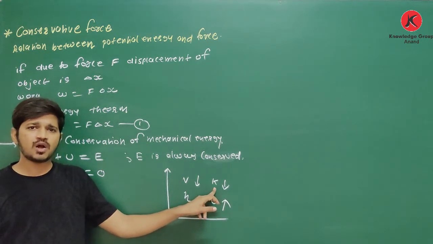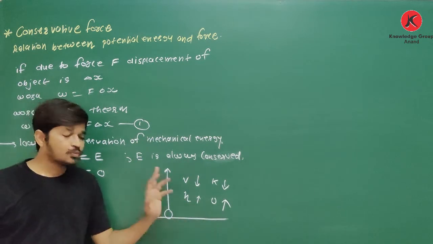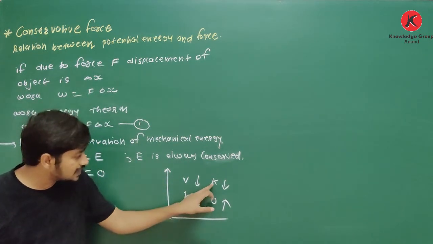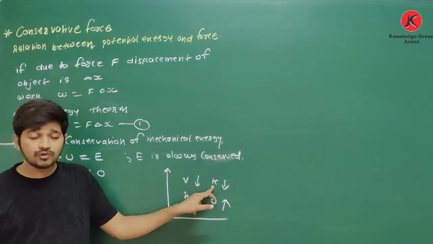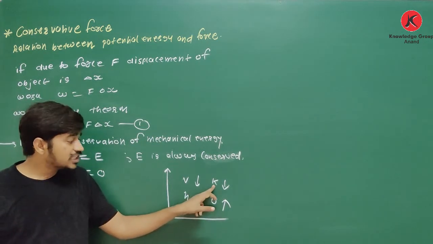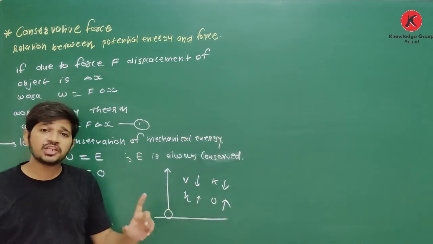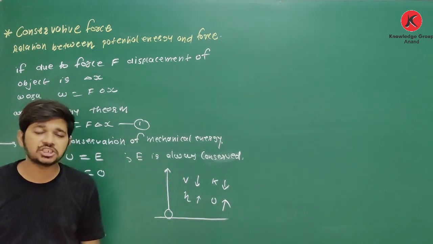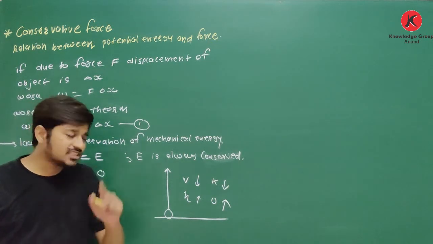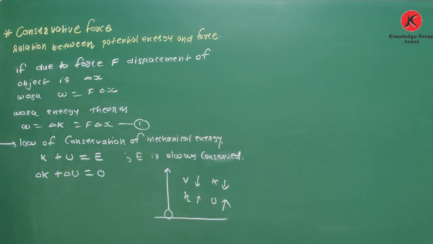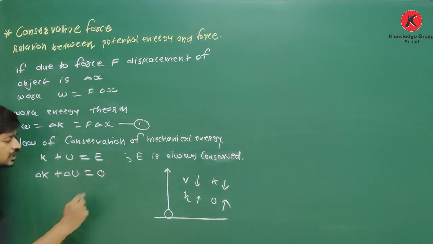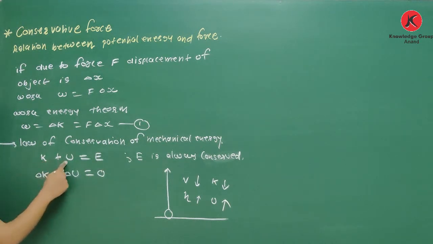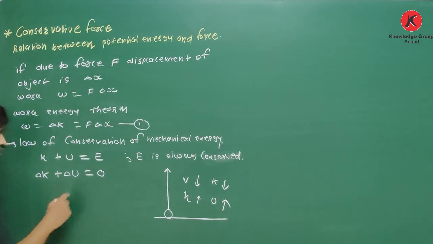K is equal to half mv square. But as h increases, potential energy increases. So these two changes are in opposite directions. If you calculate, you will get change in kinetic energy equal to change in potential energy, but of opposite nature. At each and every stage, total energy E remains conserved, it is constant. So there is no change in mechanical energy. So K plus U is equal to E, so delta K plus delta U is equal to 0.